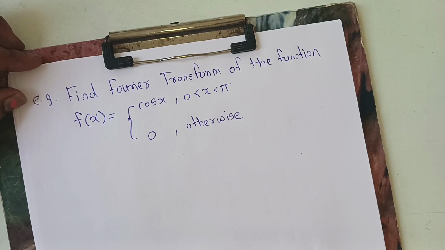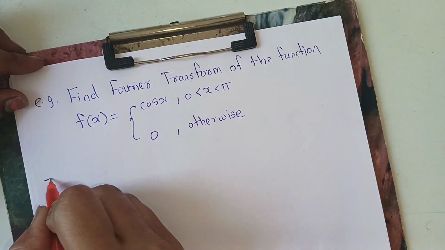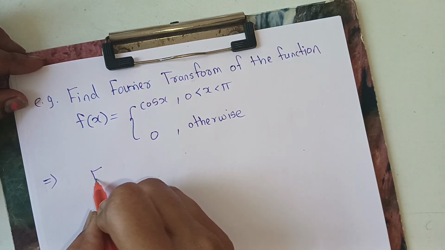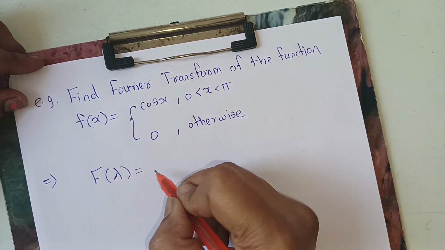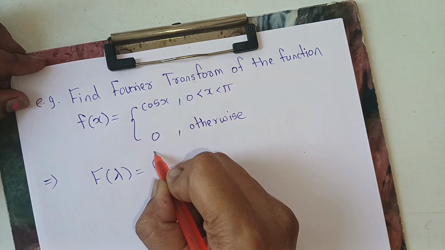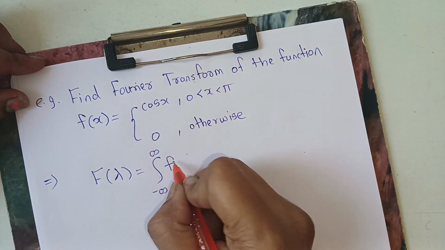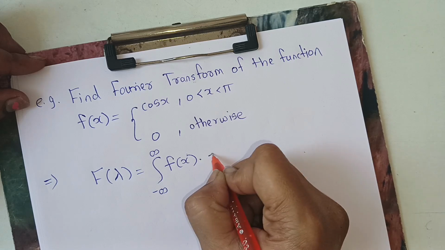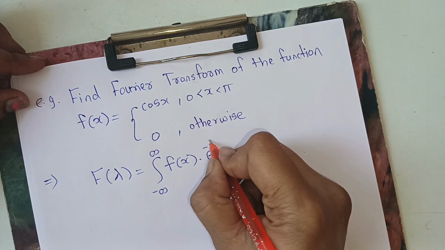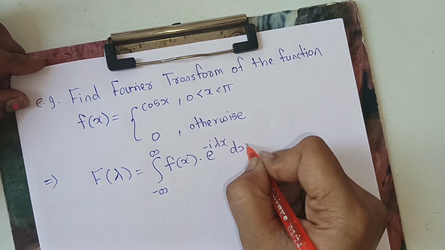So we have to find the Fourier transform of this function. The definition of the Fourier transform is F of lambda equals the integral from minus infinity to plus infinity of f of x e raised to minus i lambda x dx.